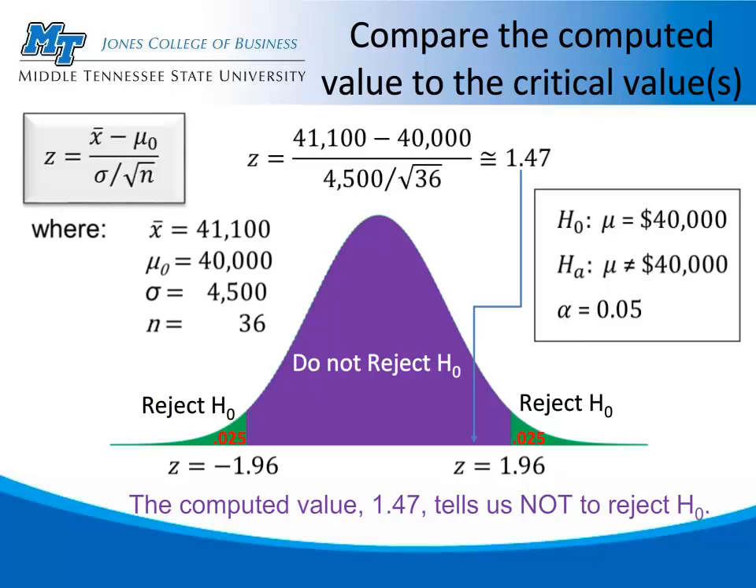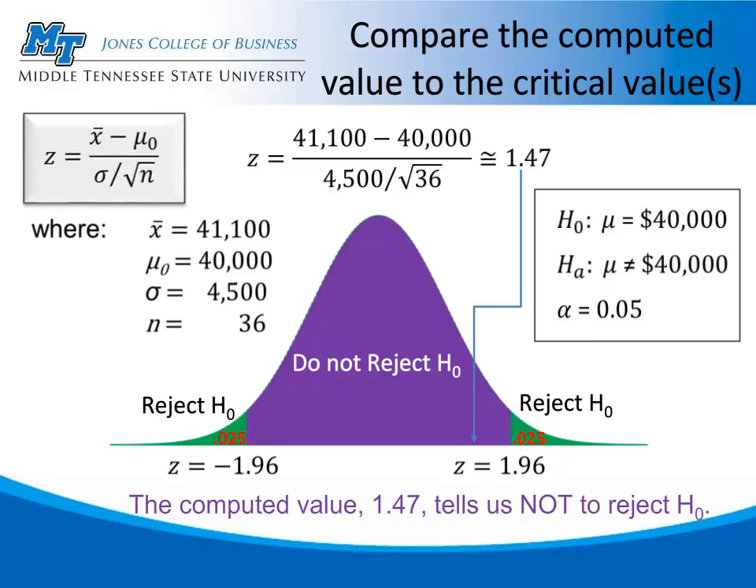In this case, when we take the X bar value, the 41,100, and figure out what the Z value is that corresponds to that, under the assumption that we know sigma, that it's 4,500, and our sample size is 36, we get the 1.47 value. That's the computed value. Now what I've done is I've drawn a little blue line to show approximately where that number would be on that graph.